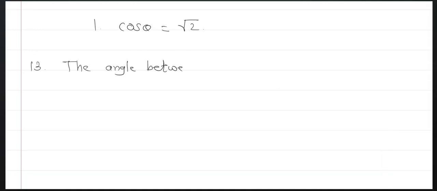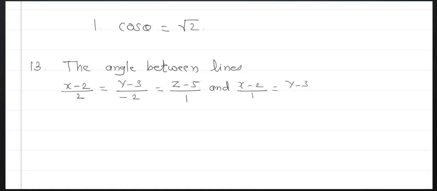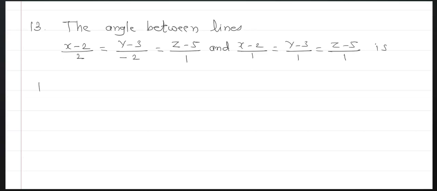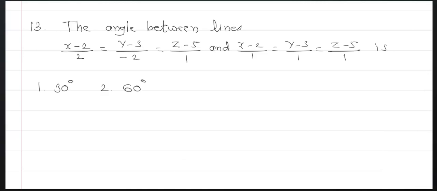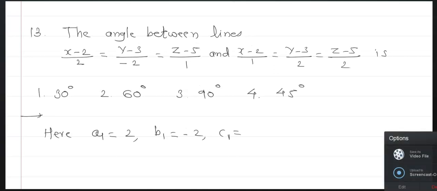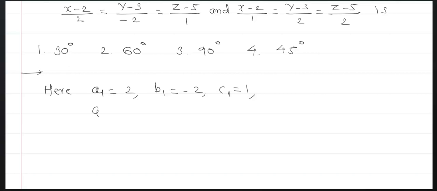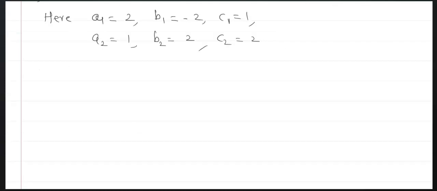Now next is the angle between the lines (x minus 2) upon 2, (y minus 3) upon minus 2, (z minus 5) upon 1, and (x minus 2) upon 1 equal to (y minus 3) upon 1 equal to (z minus 5) upon 1. Options: 30 degree, 60 degree, 90 degree and 45 degree. Here a1 is equal to 2, b1 is minus 2, c1 is 1, a2 is 1, b2 is 2 and c2 is 2.